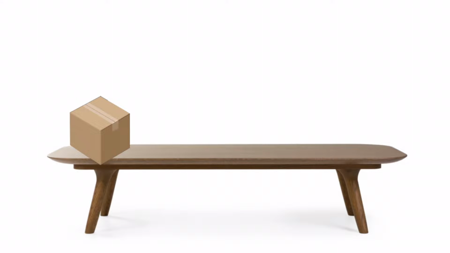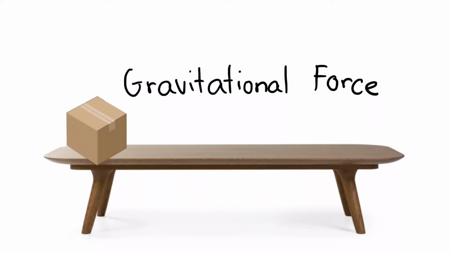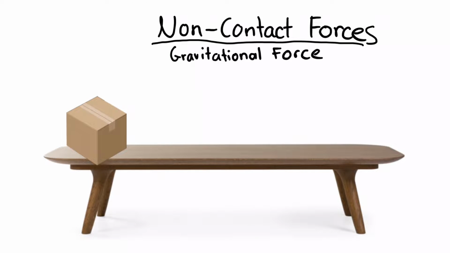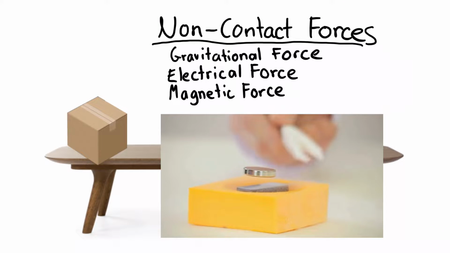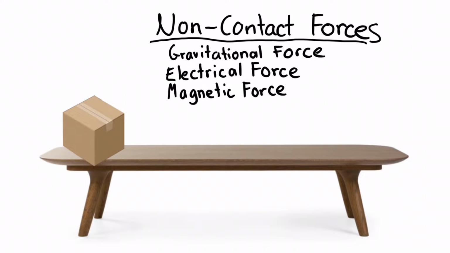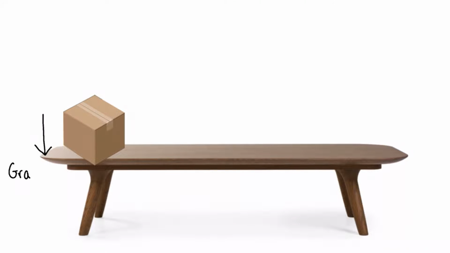The force that is acting upon the still object is gravitational force. It is known as a non-contact force, including electrical force and magnetic force. It is called gravitational force because it attempts to pull masses together and never pushes them apart. This force of gravity is trying to pull the box towards the center of the Earth.